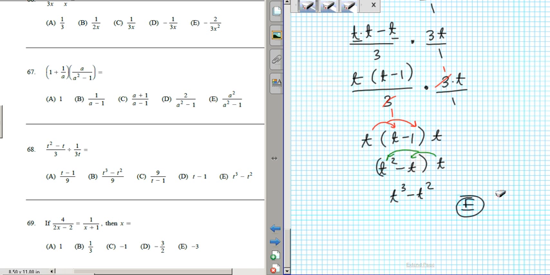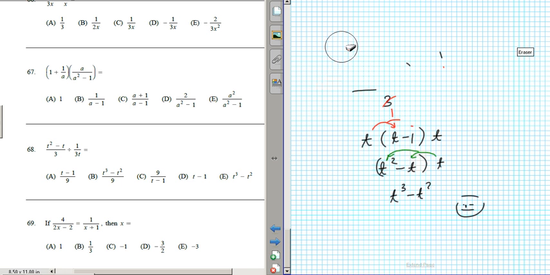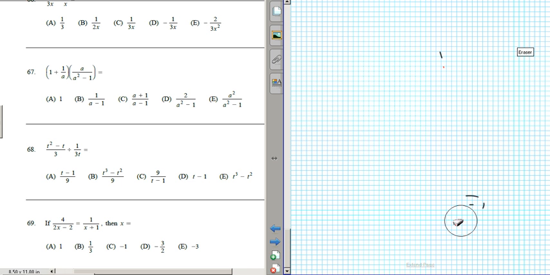Get a big eraser. Oh, a small one. Alright, so we're going to move on to question 69. Let me just erase my work real quick.